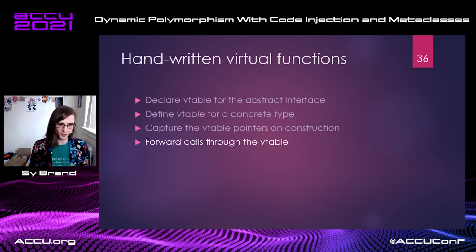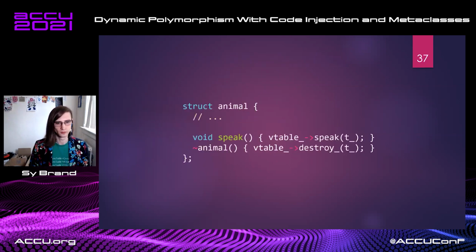Finally, we're going to forward these calls to the vtable. So when you call speak on our animal, it's going to grab our vtable, and we're going to call the speak function pointer using our captured void star, which is our t underscore. And then when we destruct the animal, we're going to destroy it using the vtable. Okay.